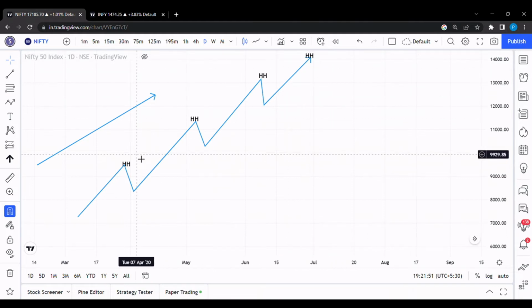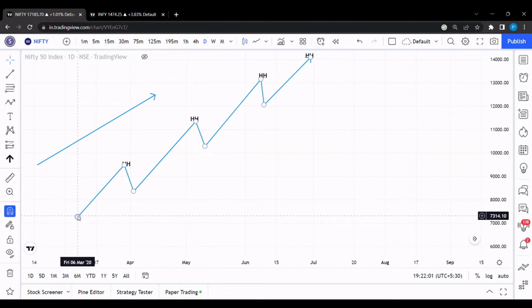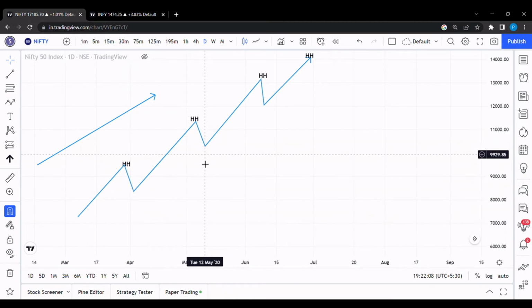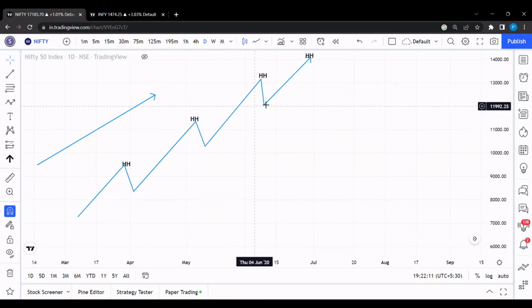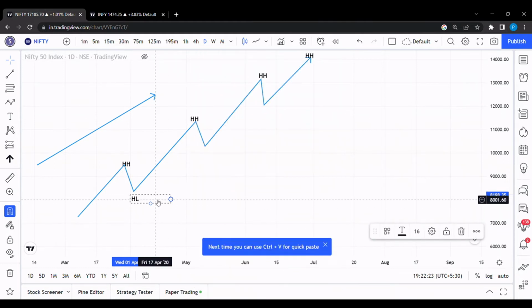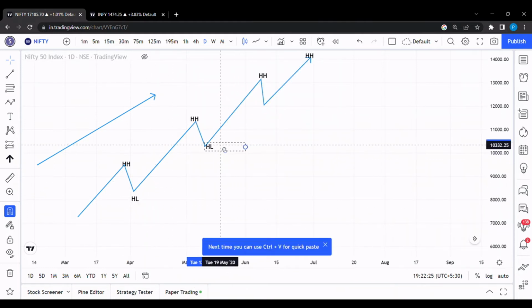Okay. And if you see the lows as well, this is the low, but it is a higher low. Why is it a higher low? Because if we compare this low price and this low price, this low price is higher than the previous low price. This low is higher than the previous low. This low is higher than the previous low. This low is a higher low than the previous low. So can I mark this as well? HL means higher low.